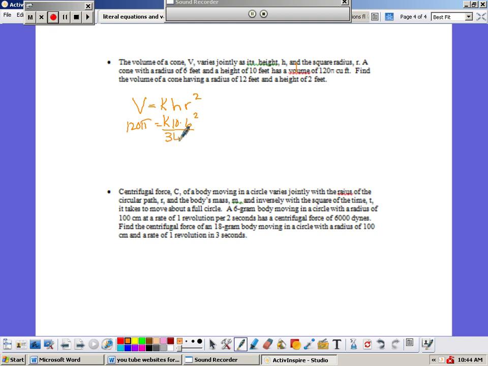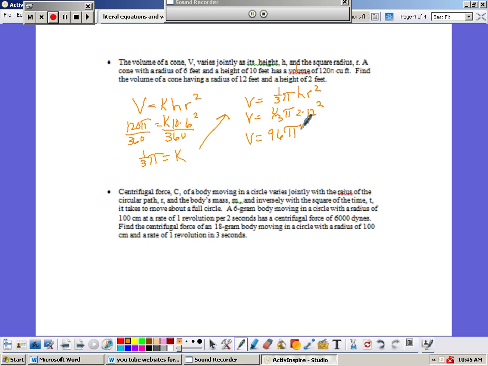So this becomes 360 when I take 36 times 10, so I'm going to divide by 360. 1/3 pi equals K. Now I could put 3.14 in, but I'm just going to leave it as pi right now. So up we go. V is equal to 1/3 pi h r squared. Find the volume of the cone if the radius is 12 feet and the height is 2 feet. So 12 squared times 2 times 1/3 is 96. So the volume is 96 pi.